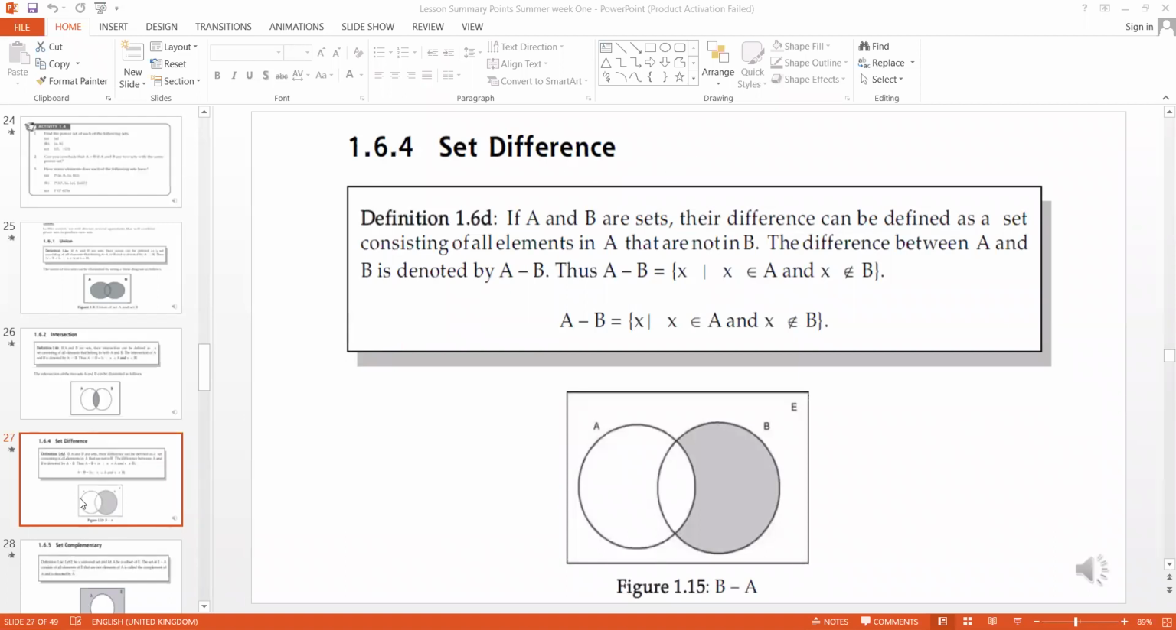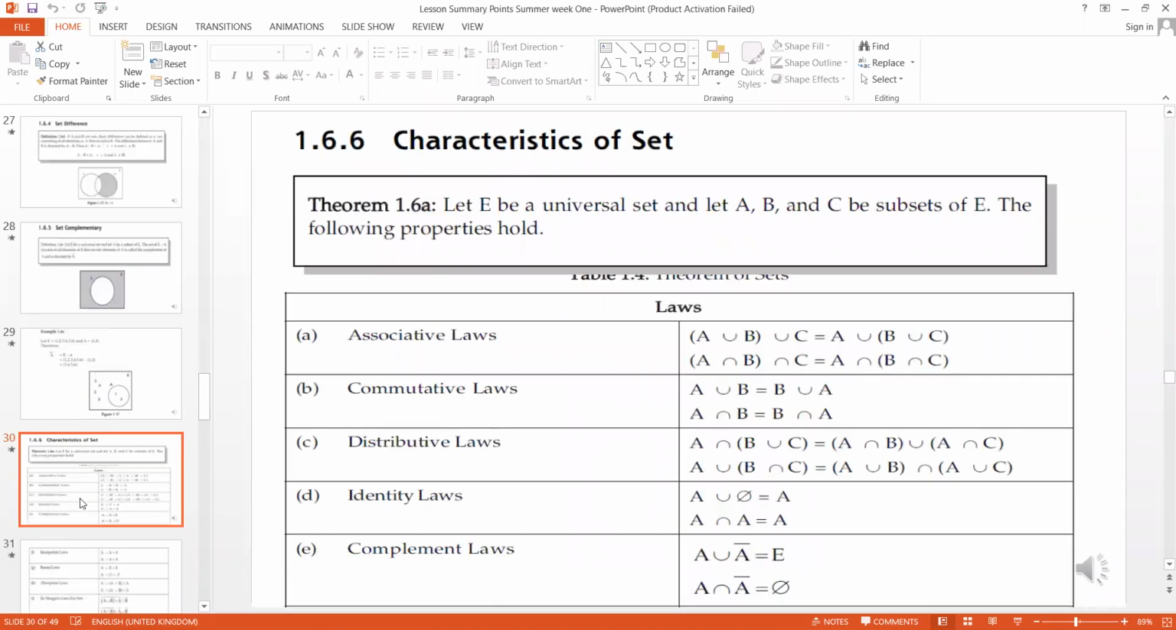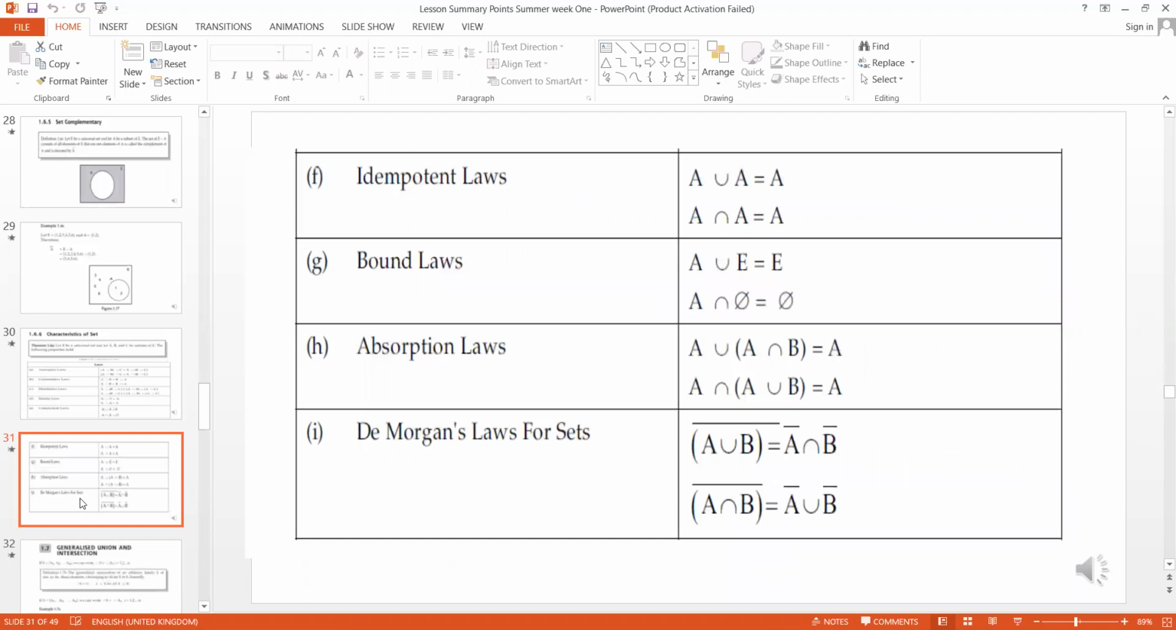So moving on, I think that's an example. So we have some laws here, which we must know. Associative laws for both union and intersection. We have commutative laws for the union and the intersection. We have distribution of the union and the intersection. We have the identity laws. A union an empty set is A, whereas A intersection A is itself. Then we have the complement laws. A union A complement is E, that's the universal set. Then we also have idempotent laws.